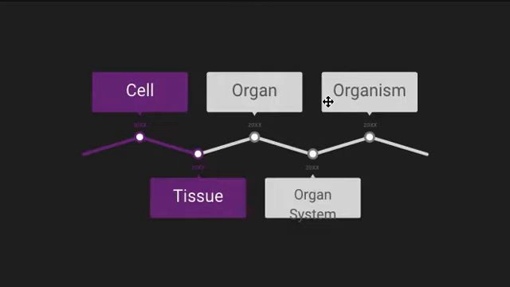Finally, the biggest level of organization is the organism. It's like a human or a fish or a bird. It's the biggest level. All those organ systems we've learned group up to make us. That's an organism. Now that we've reviewed the levels of organization, let's go back to our question.